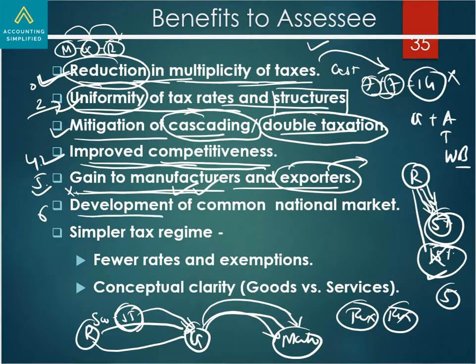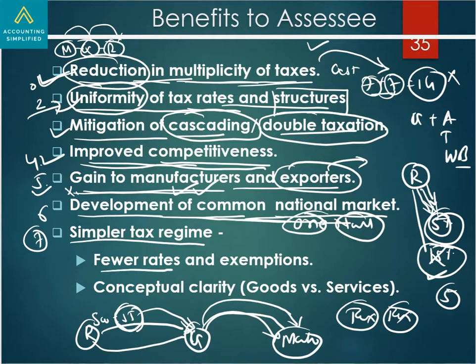The sixth one is development of a common national market. It means that we have developed one national market, right? You can compete with every competitor across the country. Common market, everything is common, right? No bias is there in GST. And the last one is a simpler tax regime, right? Fewer taxes, however with rates of 0.25% and 3%, right?